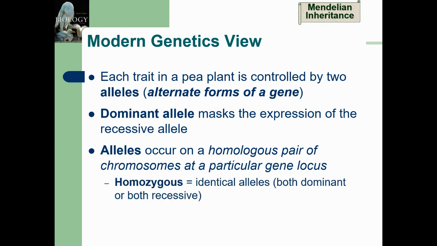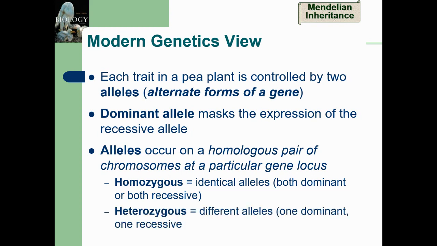And we use the term homozygous. So the homozygous dominant are identical alleles for the dominant trait. Homozygous recessive are identical alleles for the recessive trait. Or we could be heterozygous, having one of each allele, one dominant and one recessive.